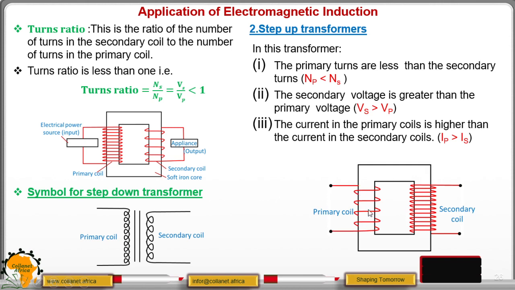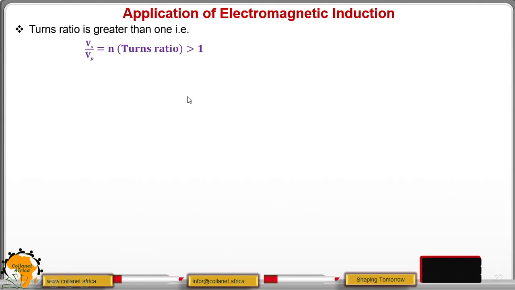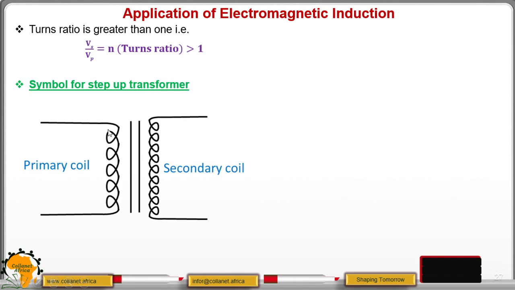The number of turns in primary are less than the number of turns in secondary, and the symbol is like this. You can see the symbol here. We have fewer turns in primary and many turns in secondary. Again, what you're supposed to note is that the turns ratio, which is the number of turns in secondary divided by the number of turns in primary, or the voltage in secondary divided by the voltage in primary, is greater than 1 in a step-up transformer.